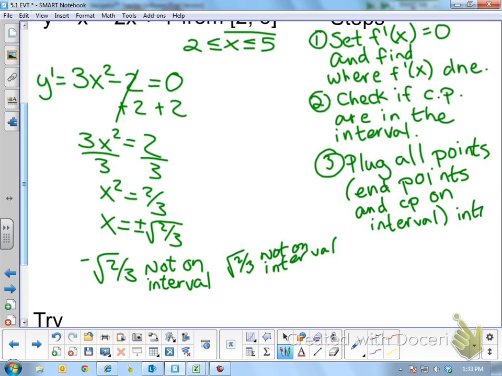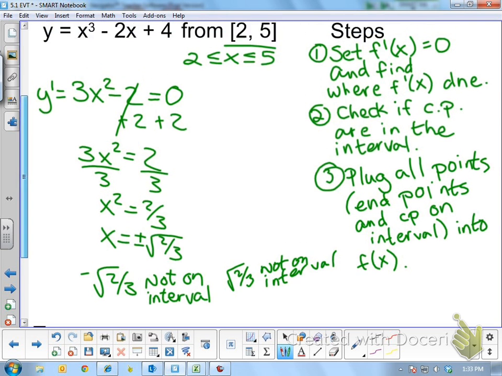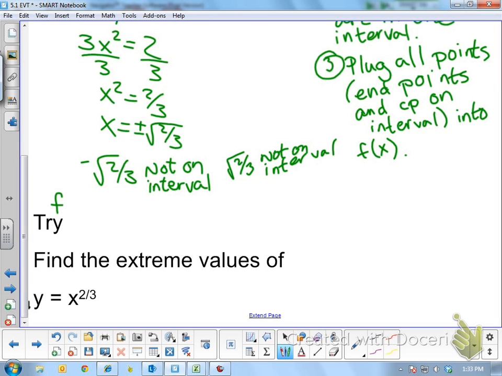Into f of x. We don't know which one's the max or the min until we plug it in and see which one's bigger, which one's smaller. So we take just 2 and 5. Those are our only 2 points that we didn't throw out. We find f of 2 and f of 5.